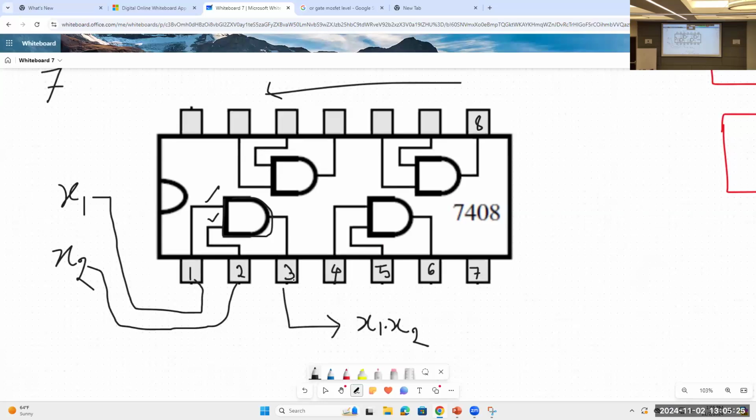So you will get x1 into x3 from pin number 3. Okay. So in this package, as you can see, there are 4 AND gates. So if in your circuit you need 4 or fewer, you will need 1 chip. But suppose you are implementing a function that requires 5 AND gates, then you need to buy another chip, right?